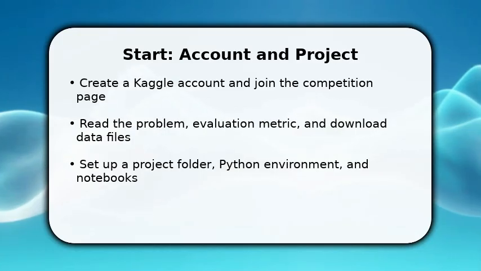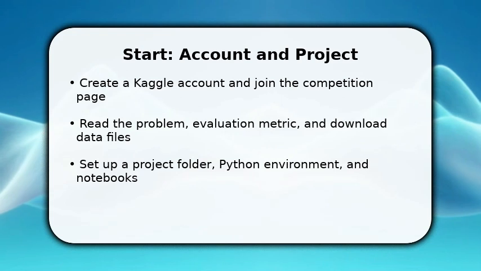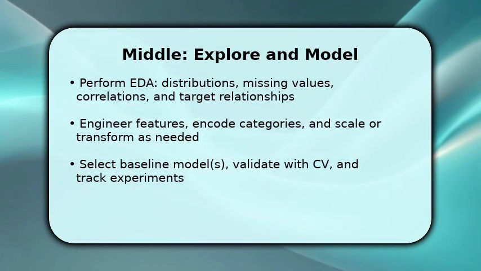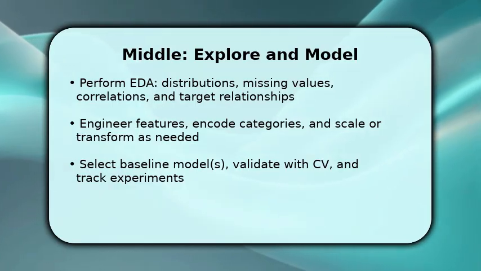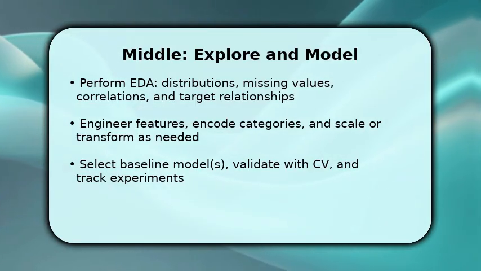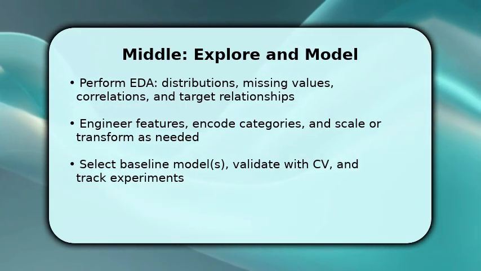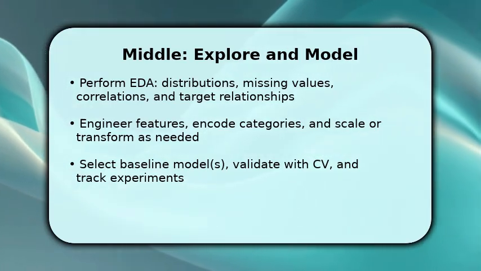Make sure to record versions and seeds so experiments are comparable, and you can iterate quickly without losing track of configs. You should perform focused exploratory data analysis to find patterns, outliers, and missingness. This informs feature engineering choices. Then create deterministic features, handle categorical variables, and apply transformations, because better features often beat complex models.